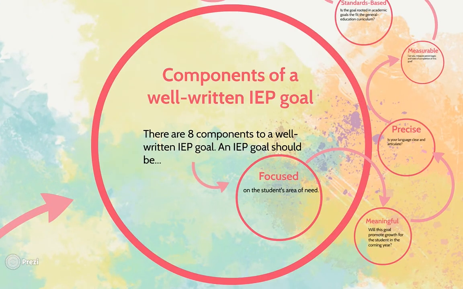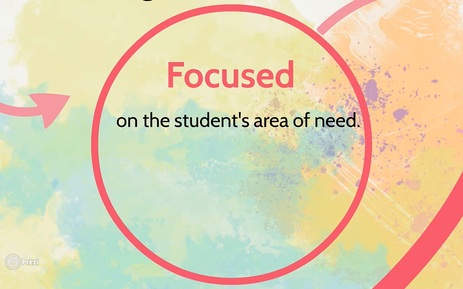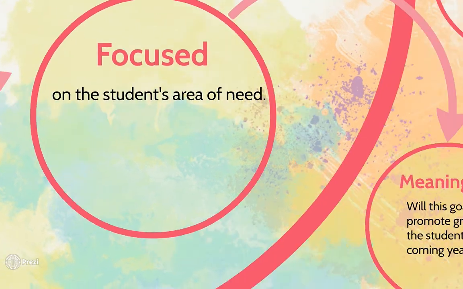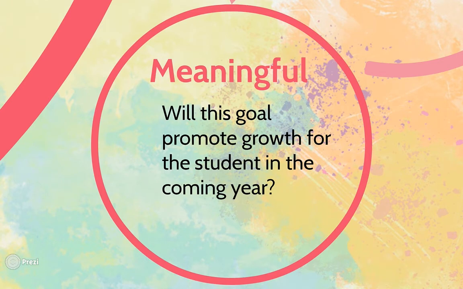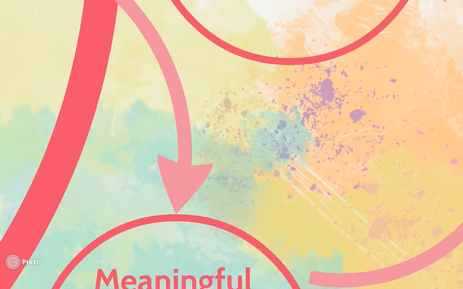So now we're going to move on to the components of a well-written IEP goal. There are 8 components to a well-written IEP goal. We're going to go over those now, and then there'll be a form for you that shows them again. So first, an IEP goal is focused on the student's area of need. It's meaningful. Will this goal promote growth for the student in the coming year? So it shouldn't be exclusive to your classroom or one particular situation, but it should make sure that a student is on a path of lifelong success and that this goal will help them to get there.